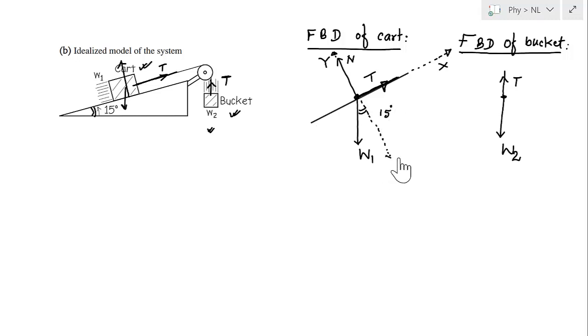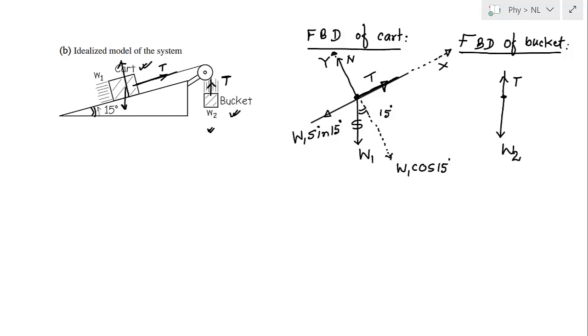So W1 will have one component in this direction, and that will be W1 cos 15 degrees. Now another component of W1 will come in this direction, and that will be W1 sin 15 degrees. Now we don't have to consider W1 itself because we have taken the components, and that's why we are making a cross sign. Now we have our free body diagram ready. Now this system is in equilibrium, so we can write Newton's first law.